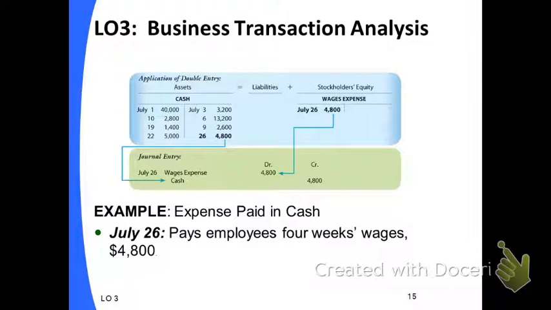Next, let's look at an expense that we pay in cash. We're going to pay some wages. So on July 26th, we pay employees for 4 weeks worth of wages. So we debit our wages expense for $4,800 and we credit our cash because our cash is going down by the $4,800.